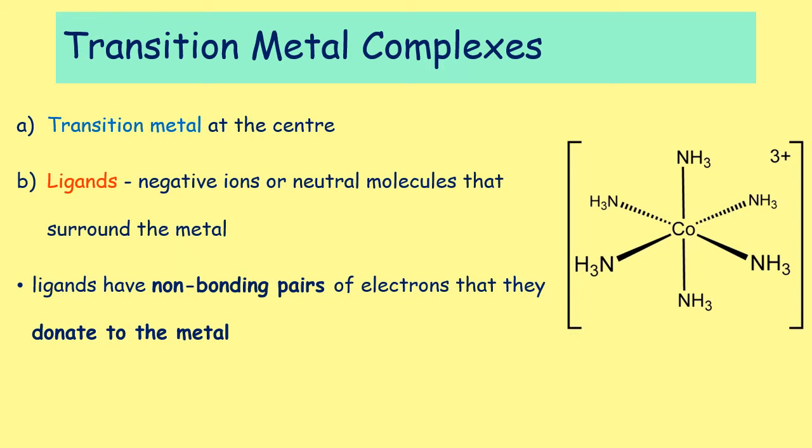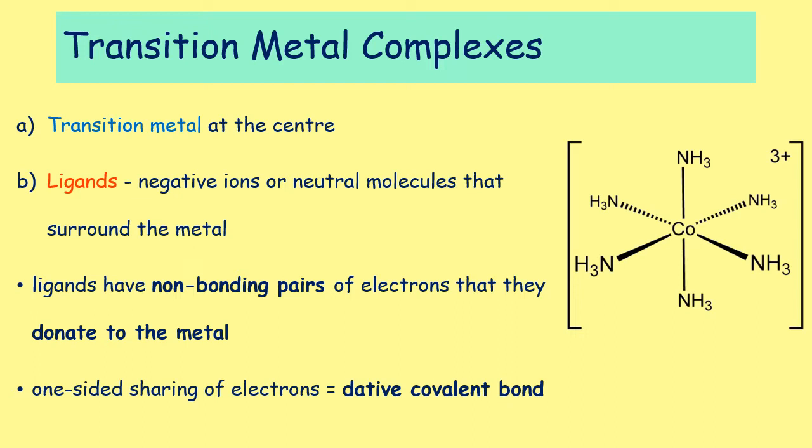So in the end, we have a bond that has two electrons in it, like a normal bond, but both of those electrons came from the same atom. And that type of one-sided sharing of electrons is what we call a dative covalent bond. Sometimes if you're reading in other sources, you may see it called a coordinative bond. But the term that we're really looking for you to use is a dative covalent bond.